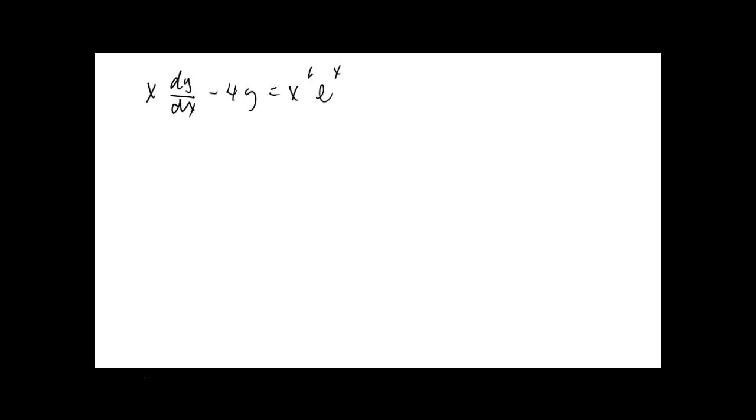Get variables on either side, so I divide that x over. Now, the reason for that is to get it into the standard form for you to use the linear method. We don't want a function there, so we divide every term on every side by x. So this now becomes dy/dx minus 4y over x is equal to x to the 5th e to the x. All right.